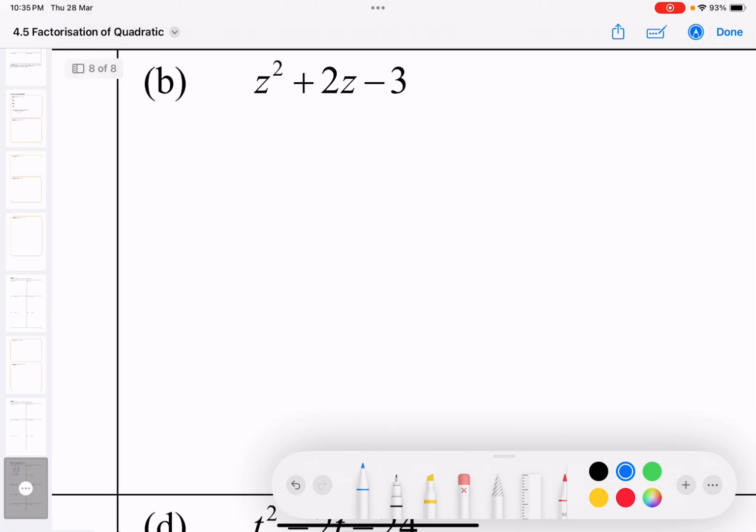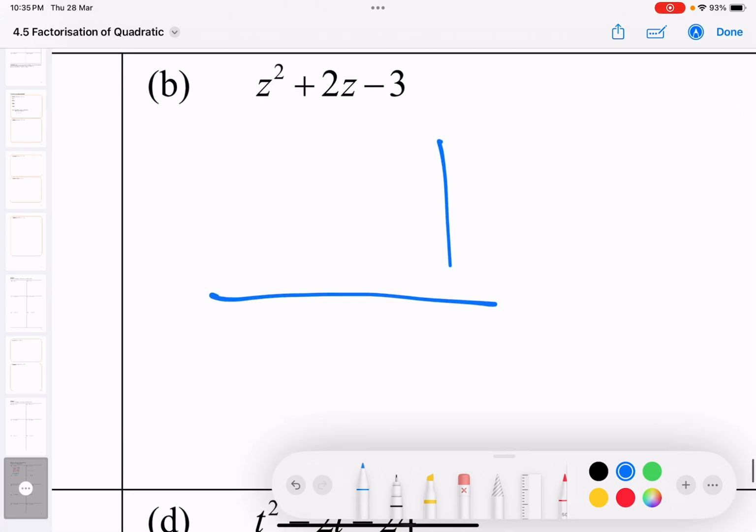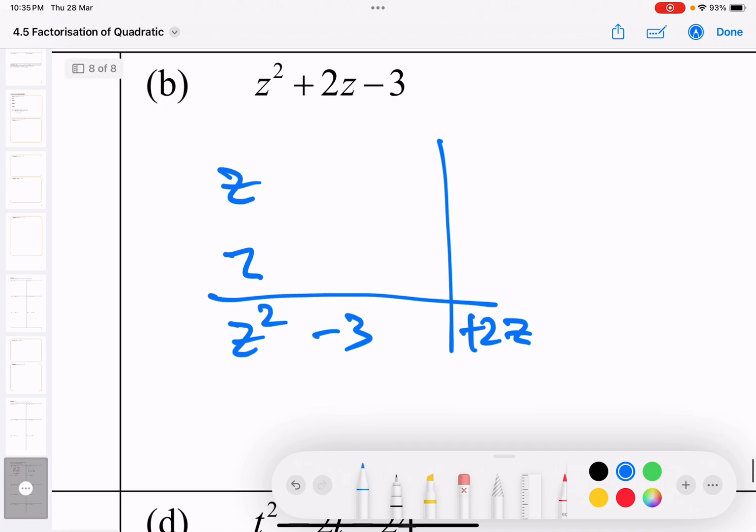Let's look at the other question to the right. I'm just going to do the ladder. Z squared minus 3 plus 2z. I always make sure that the one in the middle doesn't have any alphabets to it. Okay, so I'm going to get z times z. Same thing, 3 times 1. This gives me 3z, and this gives me z.